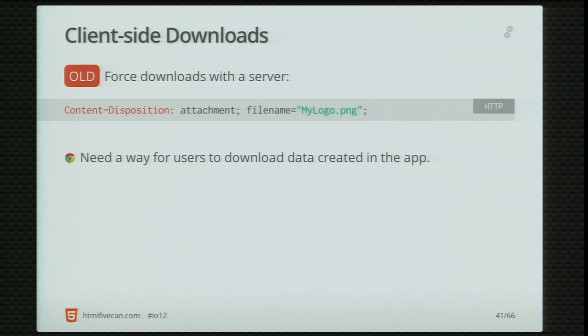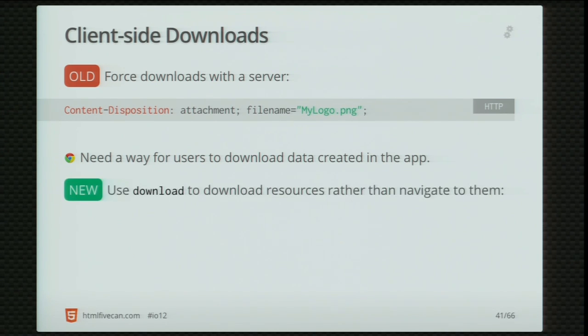But what we have now is a lot of people are writing thick clients, right? Maybe there's no server involved whatsoever. So how do you do this? How do you send a header if you don't have a server? It's kind of impossible. So the smart folks in the web community were like, hey, we can solve this. We got this great idea. Let's make an attribute. We'll call it download. That makes a lot of sense.